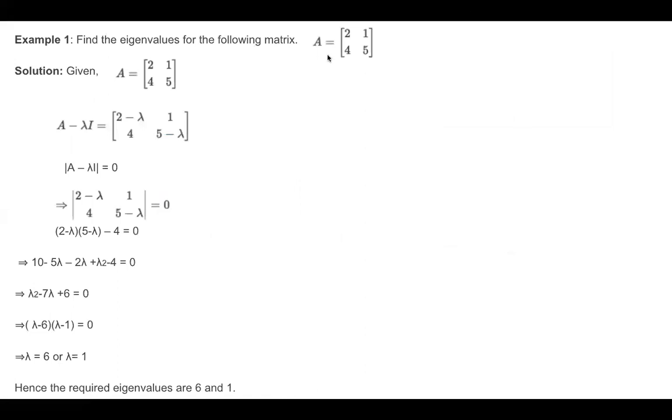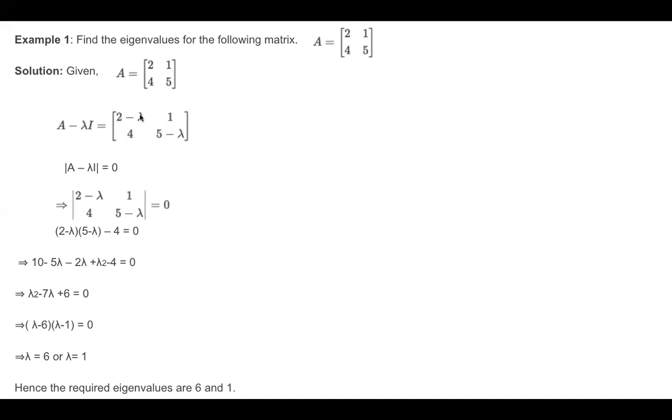So let's say we have a matrix A. It's a square matrix because it's 2 by 2. The matrix is 2, 1, 4, 5. These are some values. Now, A minus lambda times I, where I is the identity matrix, which would be 1, 0, 0, 1. So if we do A minus lambda I, we would get this.